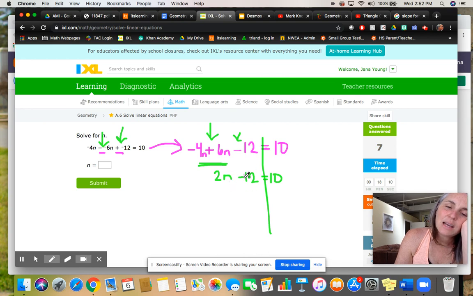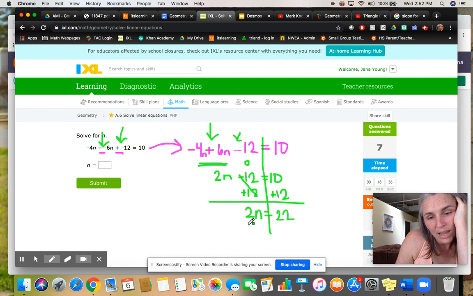Isolating n, get rid of anything addition or subtraction first. Opposite of minus 12 is plus 12. I shouldn't say opposite. I should say inverse. Well, they have opposite signs. I guess I could say opposites. -12 and positive 12 goes to 0, just like I want, leaving me with 2n on the left side. And then 10 plus 12 is 22.